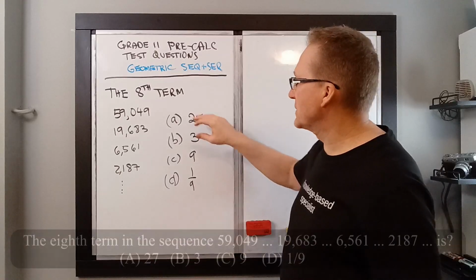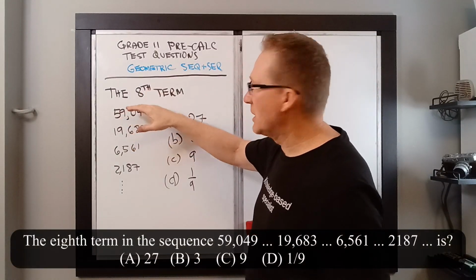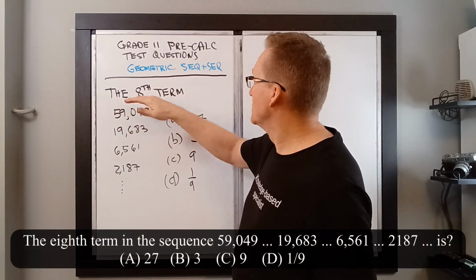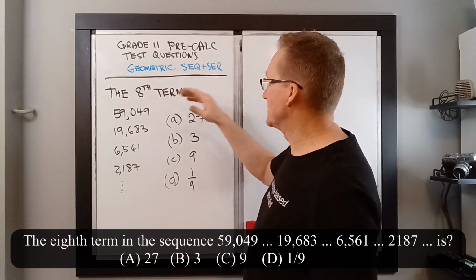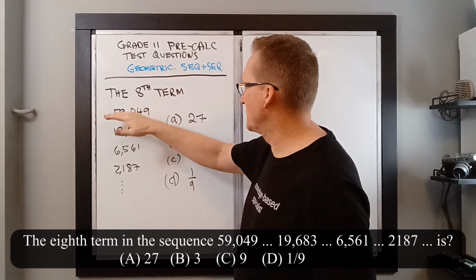I've written out another question here. We have a couple of terms here in what we assume to be a geometric series. Remember, a sequence is just a set of numbers. A series is when you add them up. So this would be a geometric sequence.